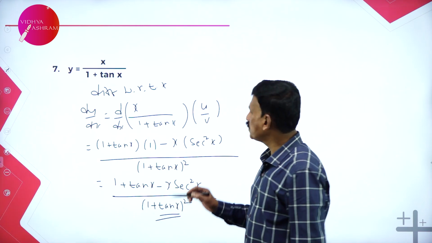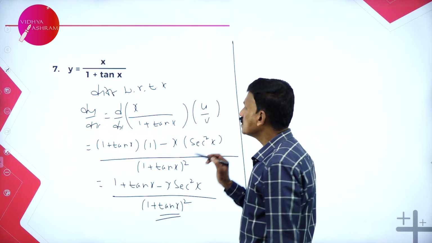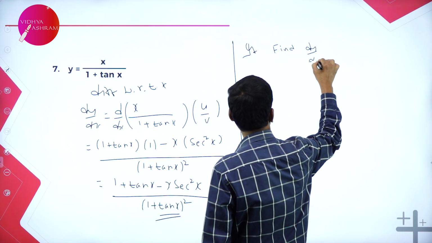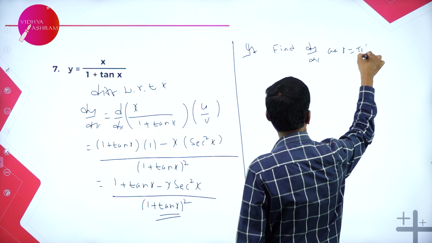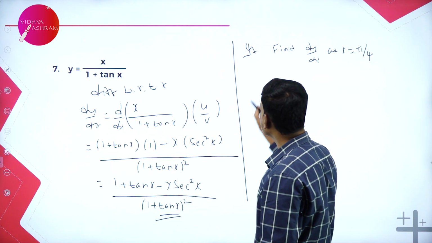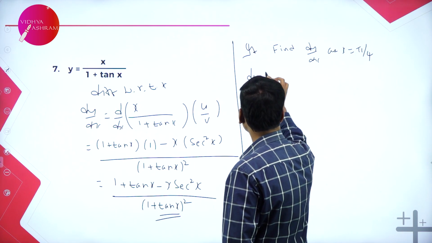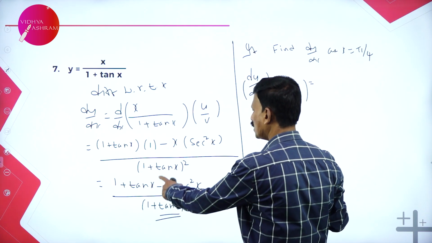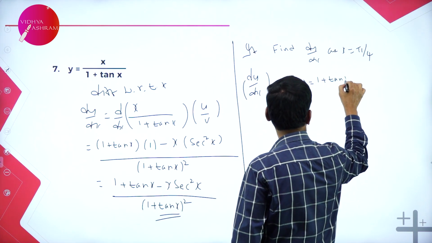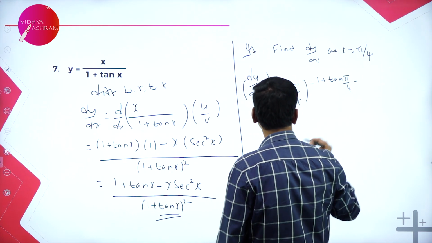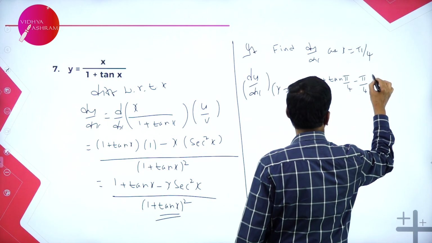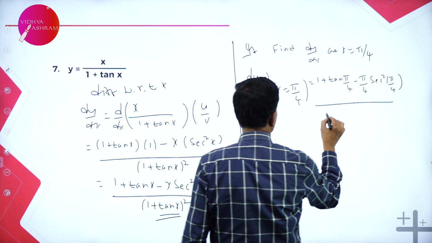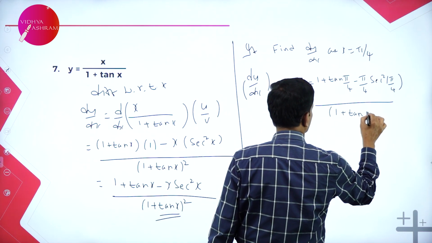Okay. Now, similarly, for the same problem, suppose it is required to find dy by dx at x is equal to some value, say pi by 4. So, just put x is equal to pi by 4. What you will get? dy by dx at x is equal to pi by 4. Substitute here. So, what you will get? 1 plus tan pi by 4 minus pi by 4 into secant square pi by 4, divided by 1 plus tan pi by 4 whole square.